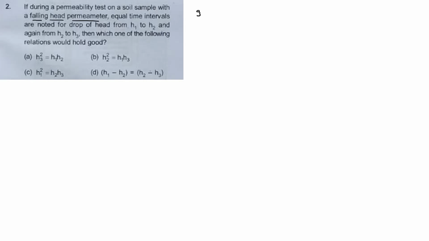K, in case of variable head or falling head permeability test, permeability K is equal to L, sample length, into a, area of standpipe, divided by time t into A, area of soil sample, ln H1 by H2.